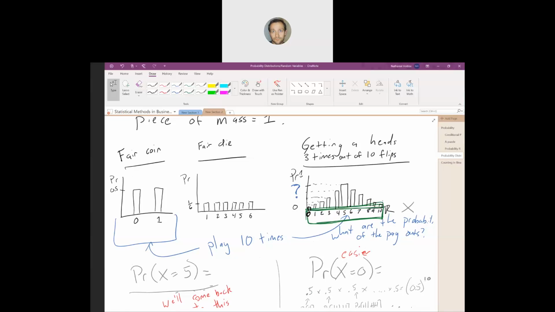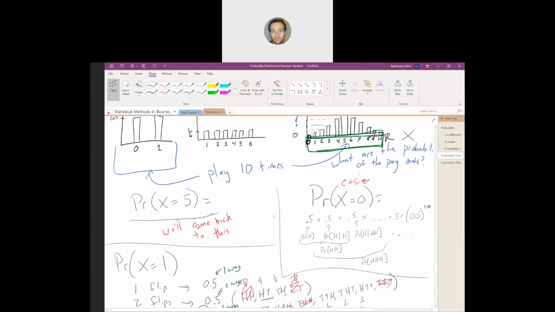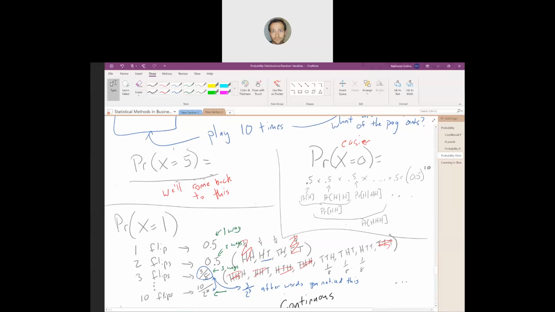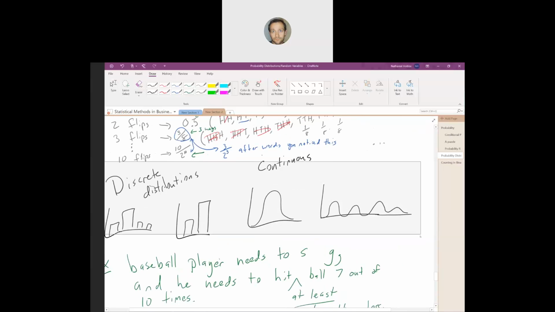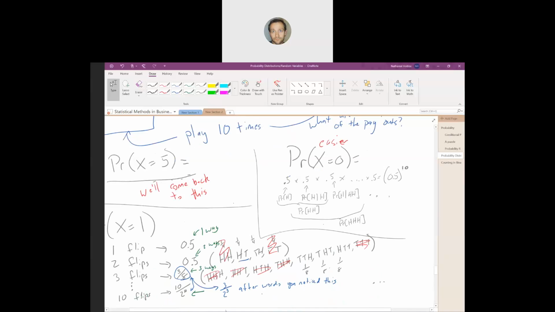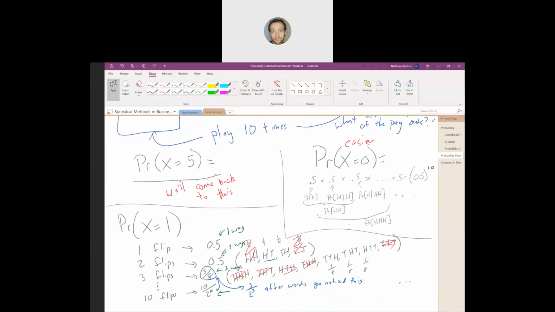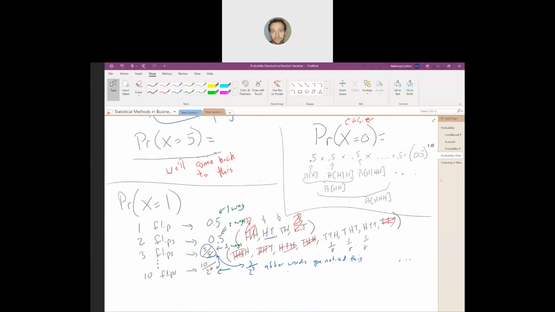Yeah. All right. So right. So I said that we would come back to this, the probability that x equals 5. Let me get rid of this because it's just sort of a motivation. All right. Let me try to write this with words first.